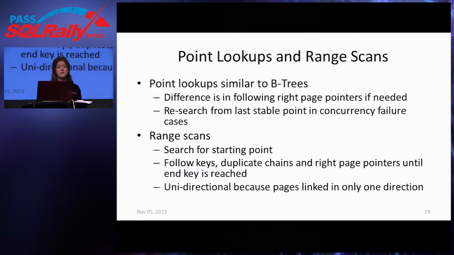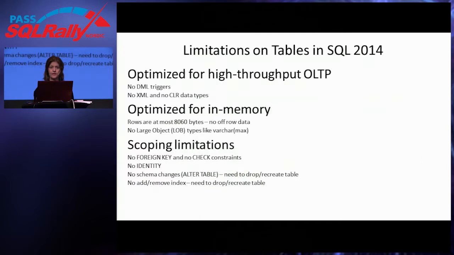So point lookups, looking for a single row, can be done either with the hash indexes or with the BW trees. Range scans only can be done efficiently using the range indexes, searching the index for the starting point, and then anytime we've got duplicates, we follow the pointers through the chain of duplicates. There are some limitations in your table structures. I suggested this a little while ago. The slide here lists what some of those limitations are. I'm not going to step through these in detail here.